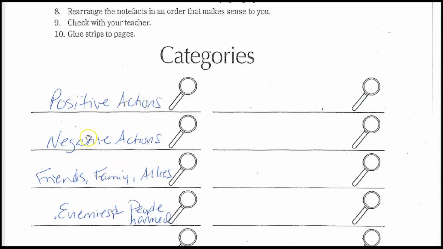So I have positive actions, negative actions, friends and family and the allies, and then enemies and the people harmed. Now, it could be that you put the enemies and people harmed in with negative actions. You could put all the actions together. Again, how you do these categories really just depends on what you found. Okay, so you're going to list them here on this sheet. Then you're going to color code each one of these handles a different color, and you are going to color just the handle of the magnifying glass.